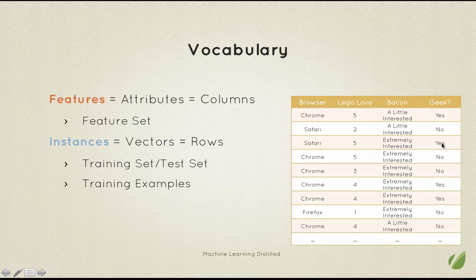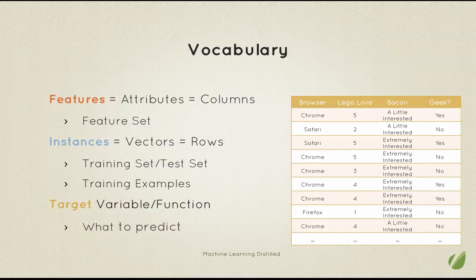Lastly, in machine learning, we're going to talk about the target function or the target variable. This is the thing that we are trying to predict. In this data set, we may be trying to predict whether or not a person is a computer geek, this yes/no column, based on the input of browser, Lego love, and bacon. So the target function is the thing we're trying to predict.